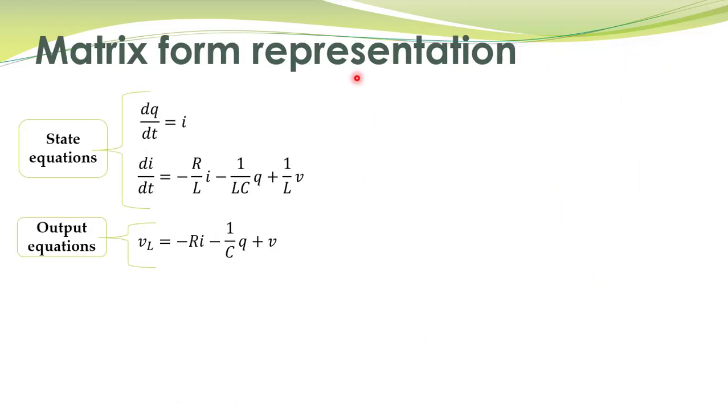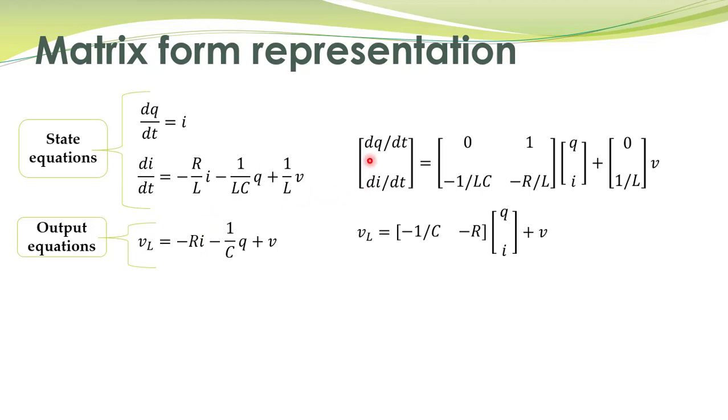Sometimes it is more convenient to represent state equations and output equations in the form of a matrix. So here we have the state equations and the output equation of the system described on the previous slide. We write it in matrix form. That is quite simple. You can verify that if you multiply these things, we again get the same expression. For example, 0 multiplied by q plus 1 multiplied by I and 0 multiplied by v. So that is the first equation, and here is the second equation. And VL is equal to q multiplied by minus 1 over C and minus R multiplied by I, that is the output equation. So these are the state equations and output equation written in matrix form.